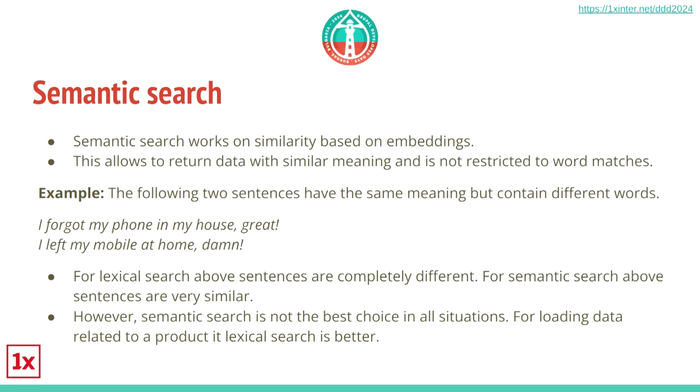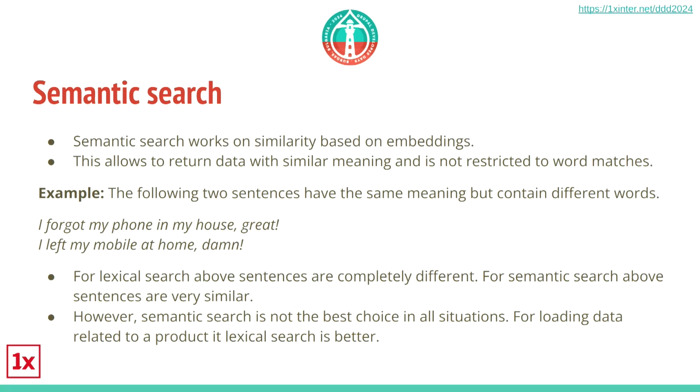That's the difference with semantic search, because there you match similarity, so you match meaning. And here's a nice example. Look, "I forgot my phone in my house, great." And "I left my mobile at home, damn." They mean exactly the same, but except for the "I," every word is different. So no chance that you would find this page by searching any of these words. That's what similarity-based search based on embeddings overcomes, because the vectors representing these 2 phrases will be very similar. So they will show up as a candidate for your search result.